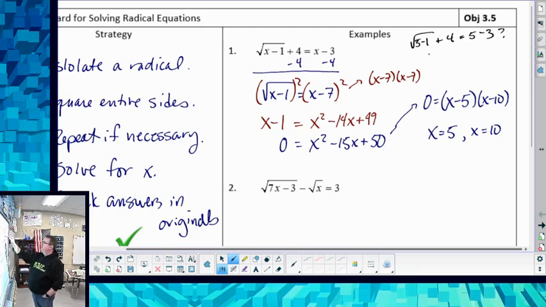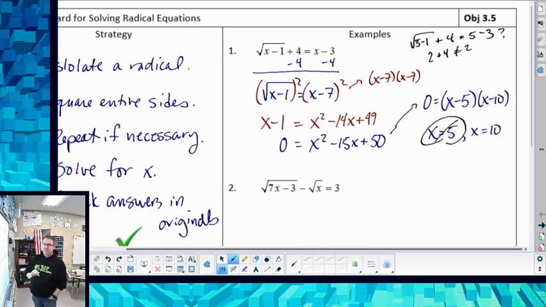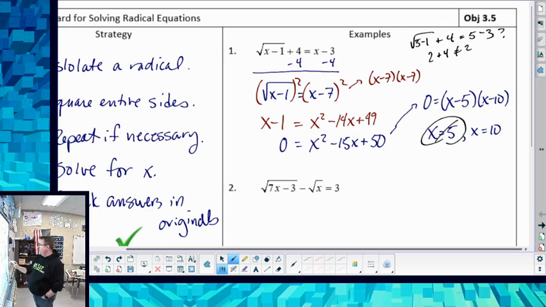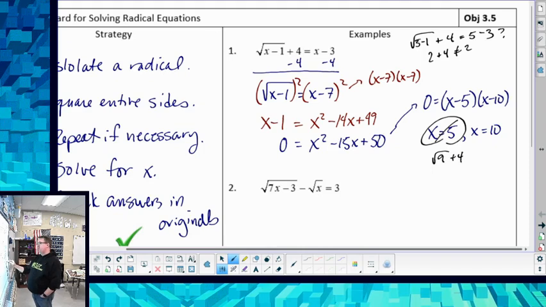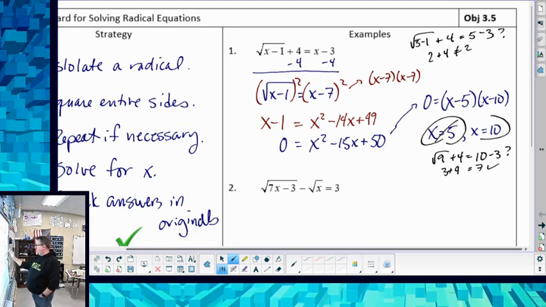Well, this is going to turn into 2 plus 4. That is not equal to 2. So 5 doesn't work. If I do 10, I'm going to get square root of 9 plus 4. And then 10, is that equal to 10 minus 3? So again, that's going to be 3 plus 4. And that is equal to 7. So we're good there. So that's going to be my answer.